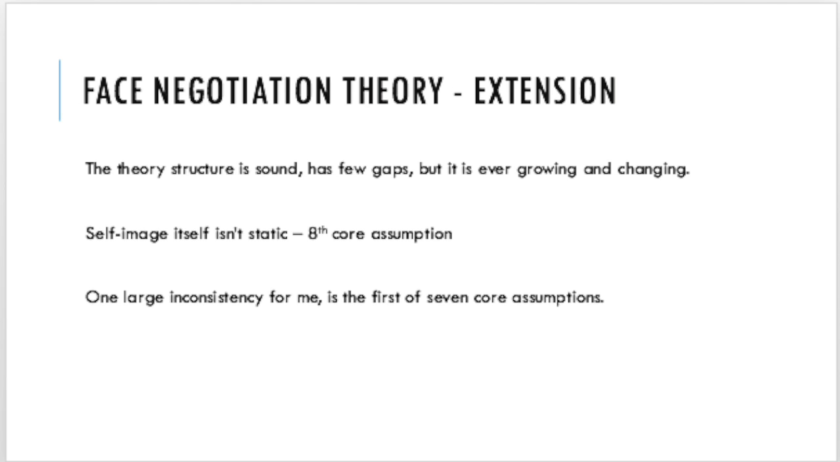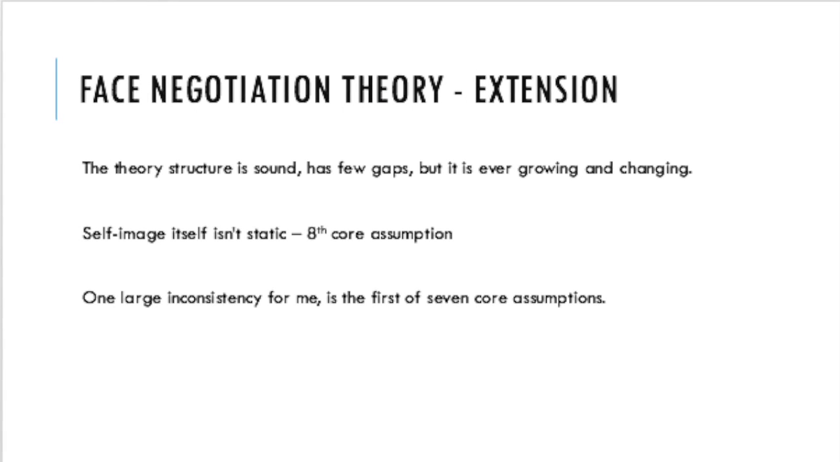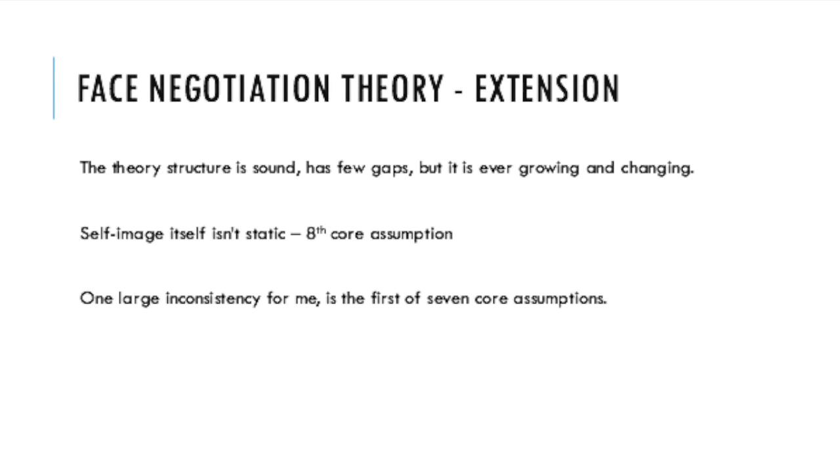So this is the extension part of my project. I believe that the theory structure is sound, has very few gaps, but as Ting-Toomey says herself, is ever growing and changing. The way we perceive others may not be the same as it will be in 5 or 10 years. So one of my core assumptions is that self-image itself is not static. So even though this is a newer theory, we are seeing it consistently change with the addition of self-construal and other things that I mentioned earlier.